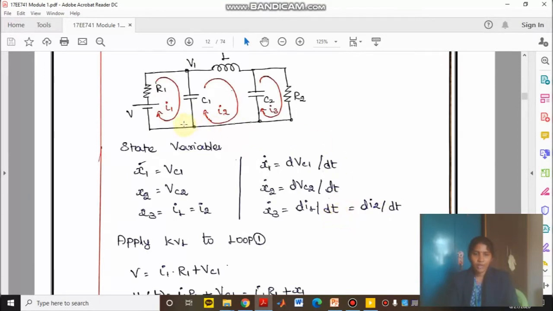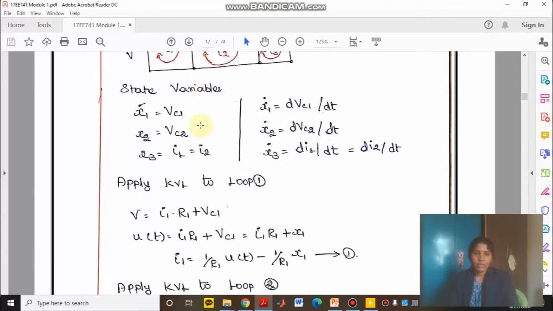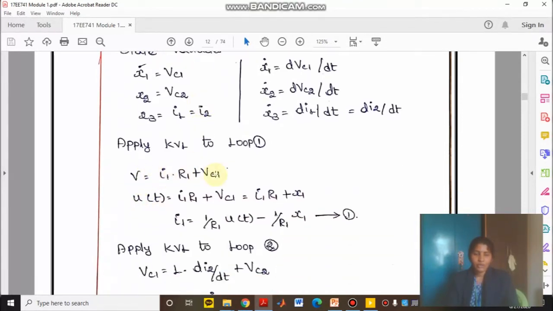Now we need to apply Kirchhoff's voltage law to loop 1, loop 2 and loop 3 to identify X1, X2, X3. When you apply Kirchhoff's voltage law to loop 1, you get the applied voltage V equal to I1 into R1 plus VC1. Replace all these physical variables in terms of your state variables. The input is represented with U of t. I1 is your physical parameter.